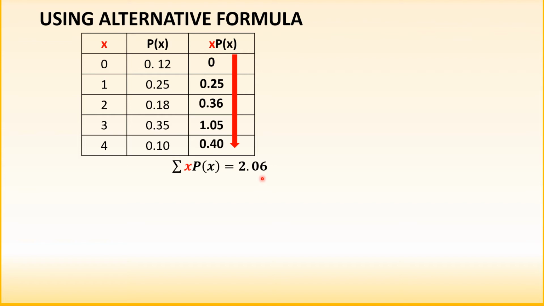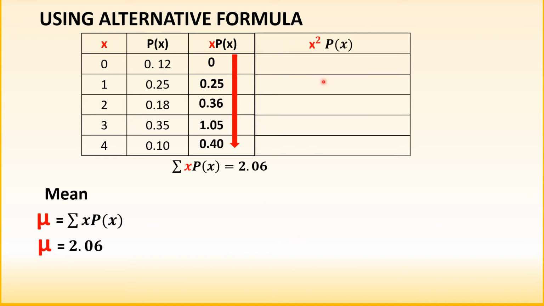So since meron na tayong ditong summation, at ito ang kailangan natin sa mean. Kasi ang mean natin is equal to summation of outcome times the probability of outcome X. So ito siya. So therefore, mean is equal to 2.06. Next table ay squared ng X o yung outcomes natin times yung probability of X. So, itong dalawa. Pero, bago mo i-multiply, dapat ay i-squared muna natin yung outcomes.